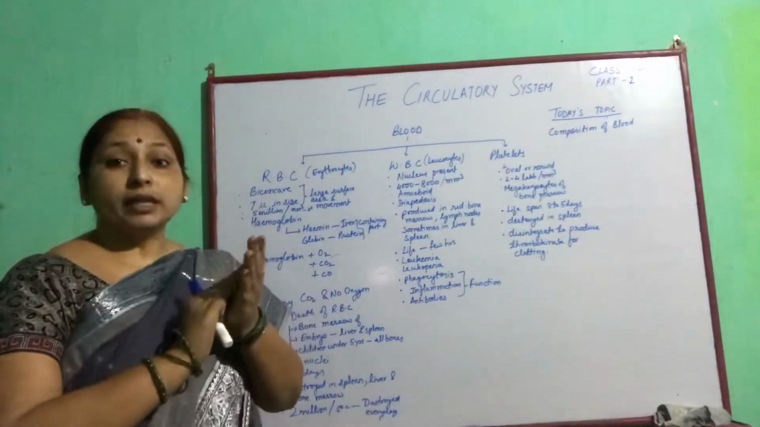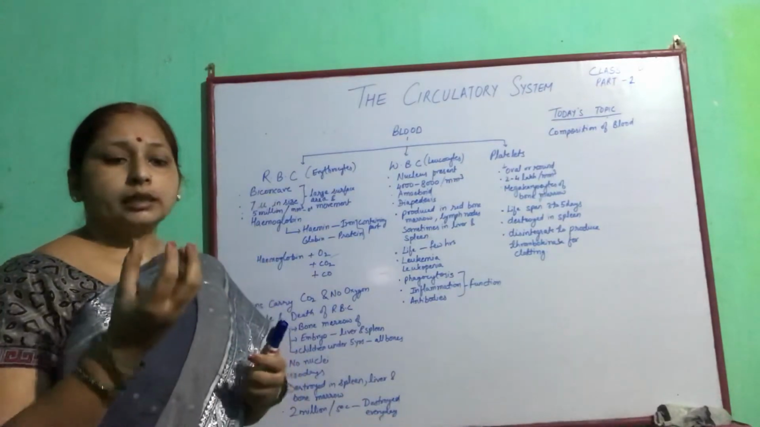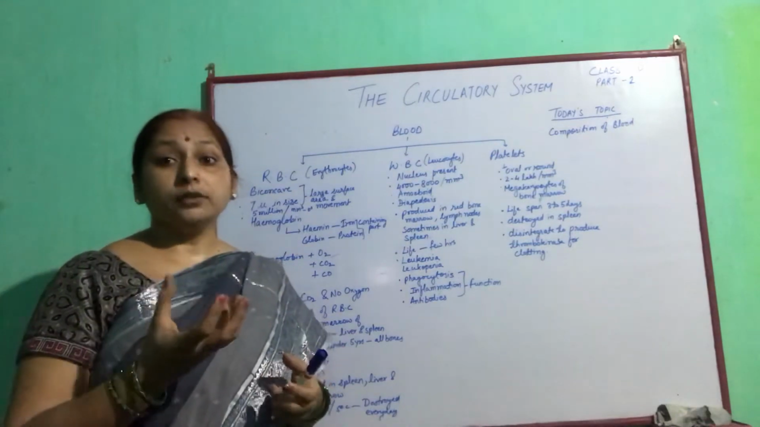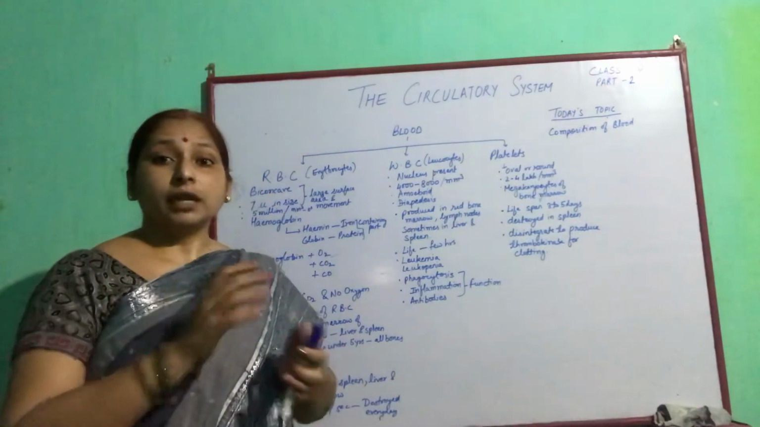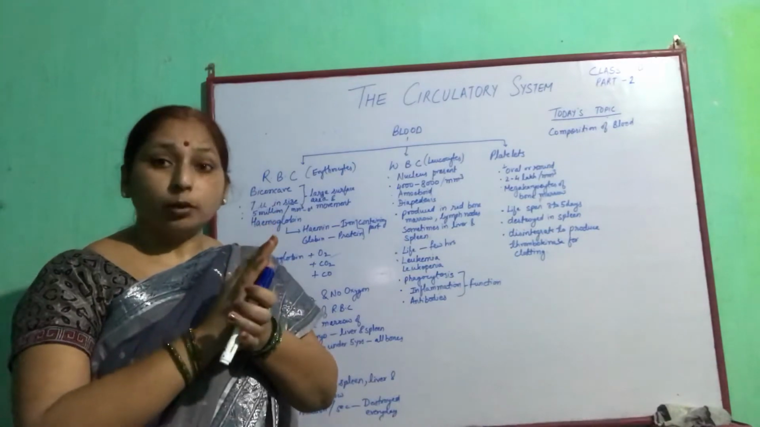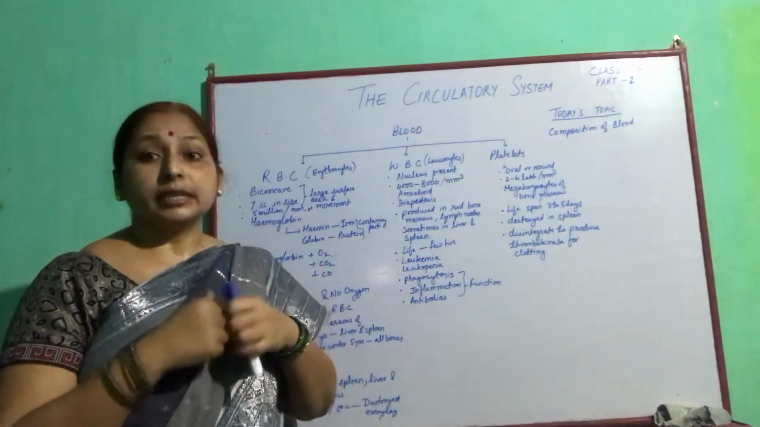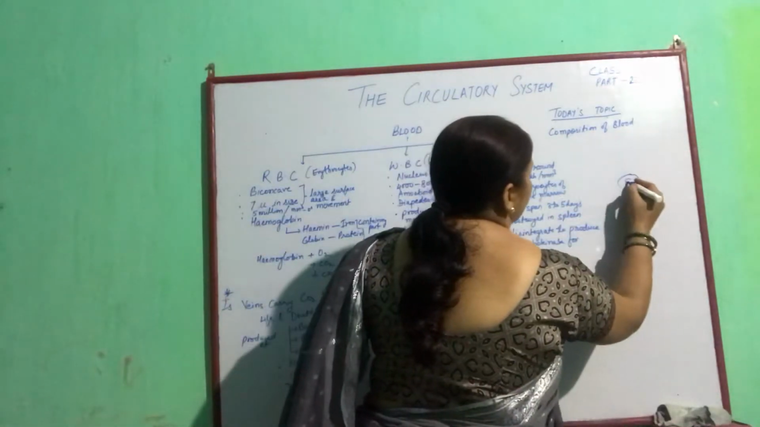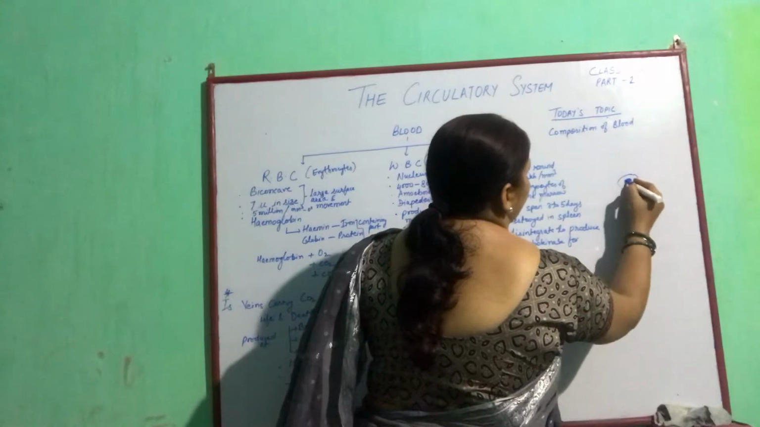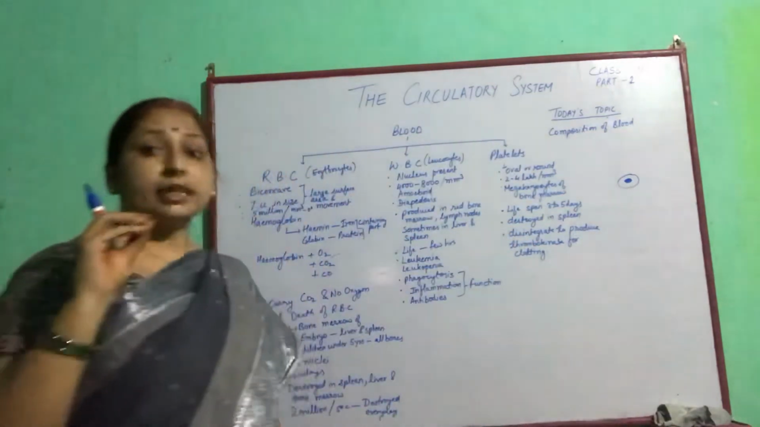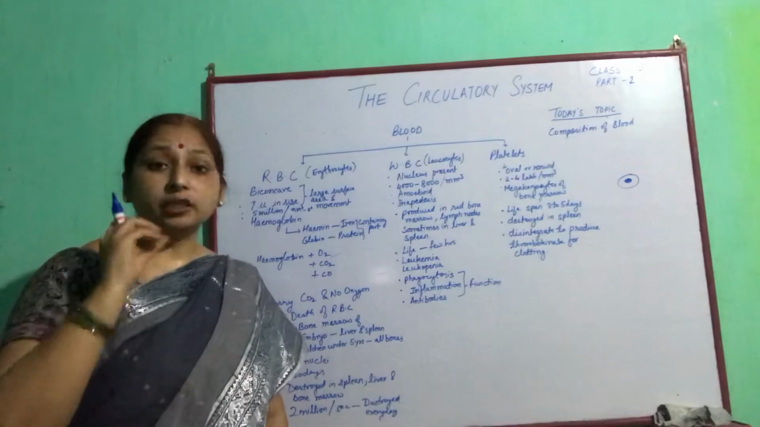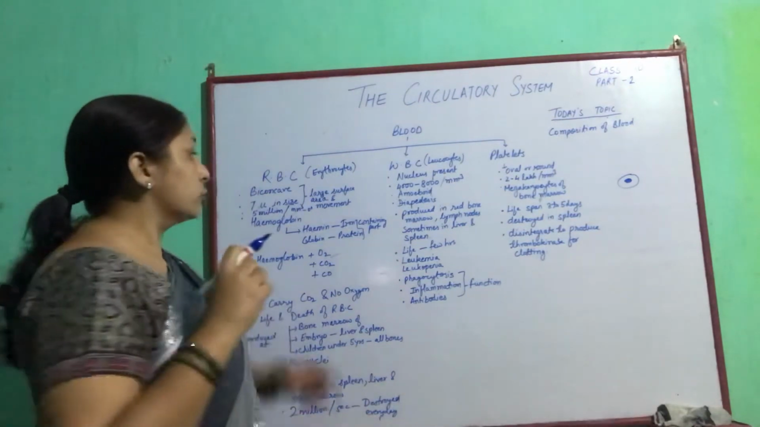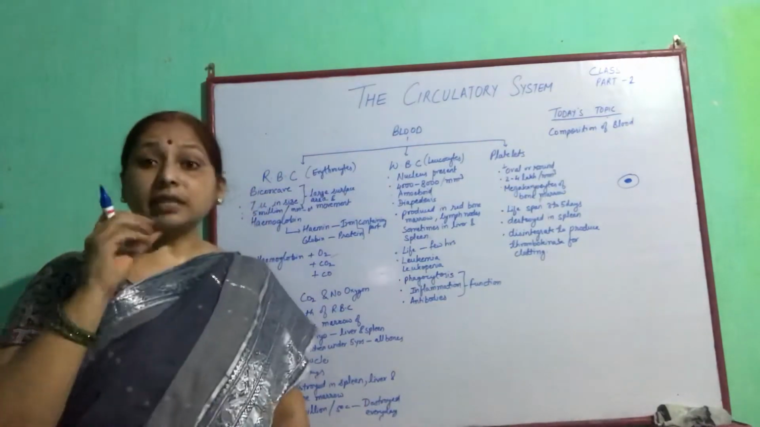Biconcave: if you make a small ball using flour or clay with a mold, and just press from both the sides, the structure or the shape that you get is a biconcave structure. The RBCs are very small, just 7 micron in size. So the shape is biconcave, size is very small.